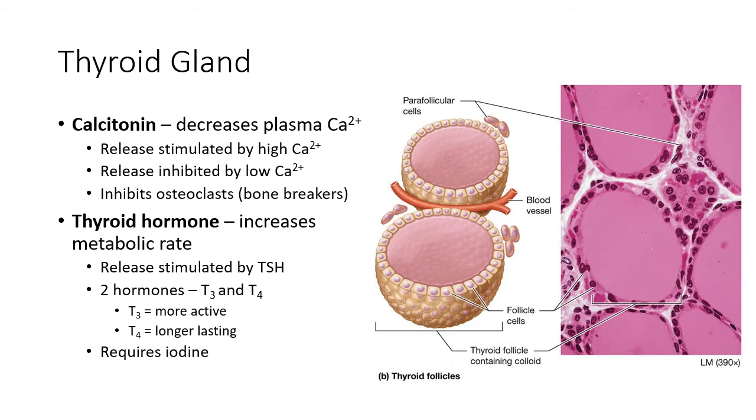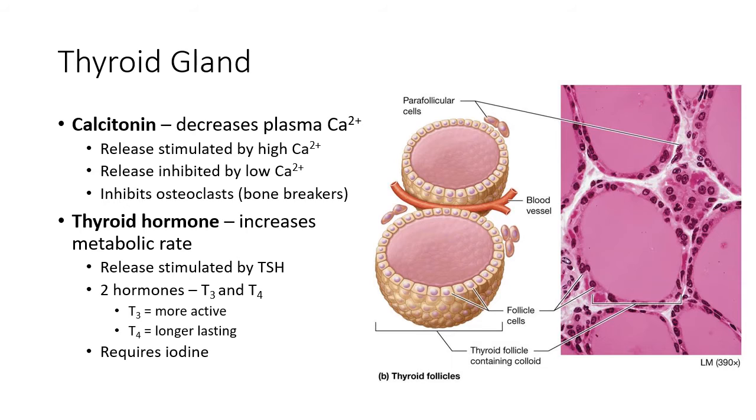Then thyroid hormone is responsible for setting the metabolic rate. When you have more thyroid hormone, your basal metabolic rate goes up, and if you have less, it goes down. Of course, thyroid hormone is controlled by the anterior pituitary, by TSH, or thyroid stimulating hormone. You actually have two different hormones that both count as thyroid hormone: T3 and T4. T3 is more functional and has most of the effects, but T4 lasts for a longer time in the blood.